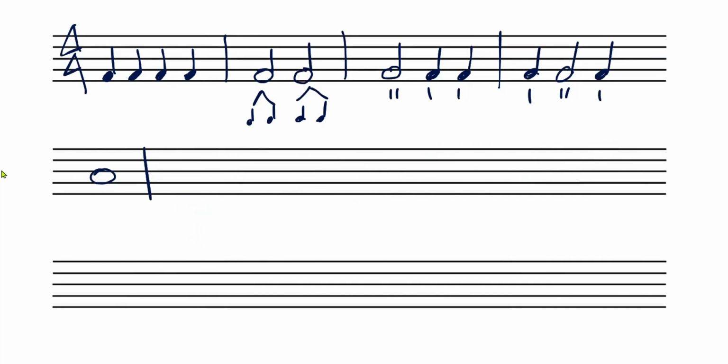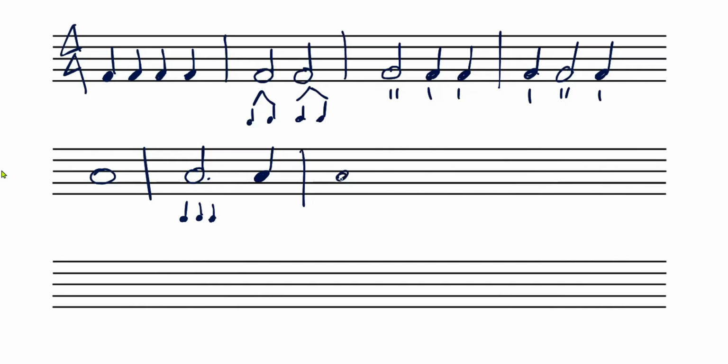Something else that you'll see from time to time is this. You'll see a note with a dot after it. That dot extends the duration of the note by half. So whereas a half note is equivalent to 2 quarter notes, the dot adds another quarter note. So this right here is held for the equivalent of 3 beats. And so if we wanted to complete the measure, we could put something like that in.